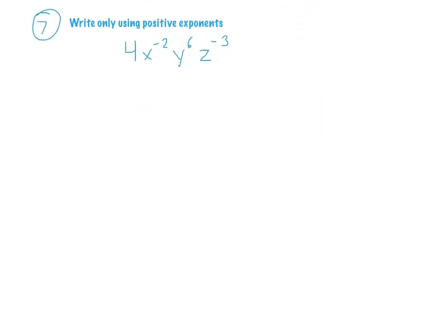And this one right here, let's see. 4x to the negative second, y to the 6z to the negative third. Everything with a negative exponent, if we're going to write it using only positive exponents, needs to move to the denominator. So he's going to move down. He's going to move down. But 4 and then y to the 6 are going to stay on top.